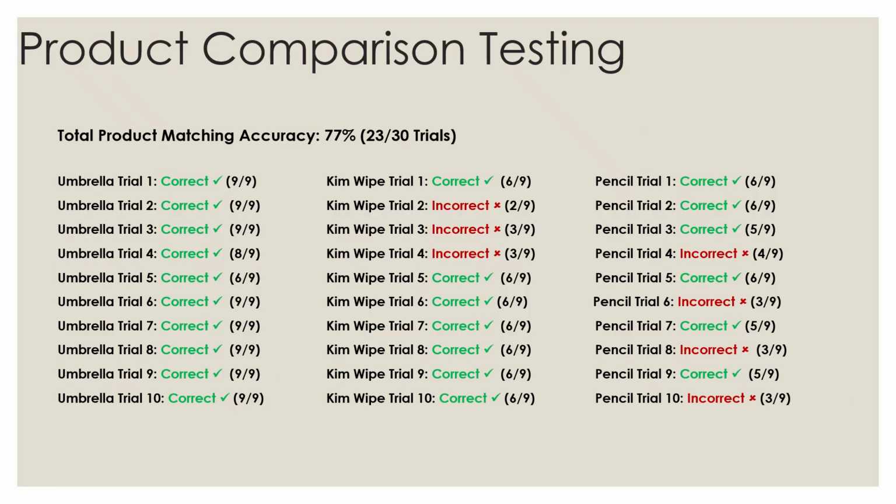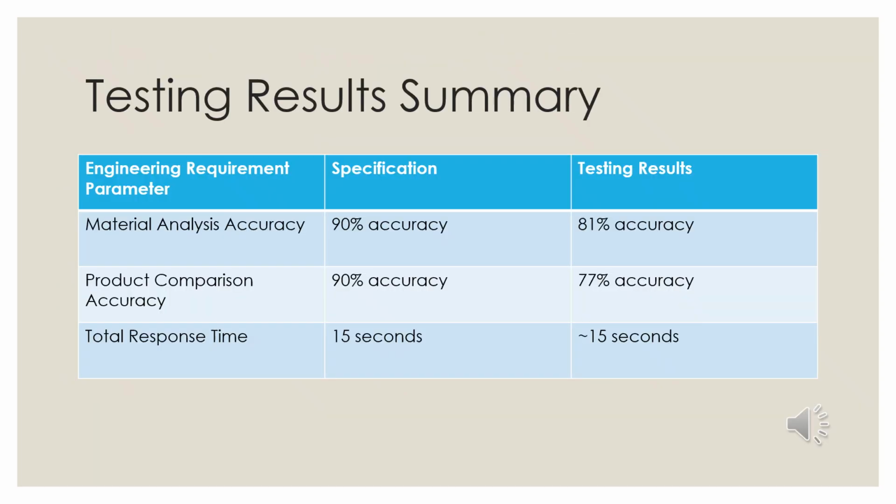Here we have the results of the model with product analysis using the umbrella, chem wipe, and pencil case data shown previously. In 30 trials, the accuracy was around 77%, but this is expected to improve considerably and soon with further noise reduction and better product sampling.